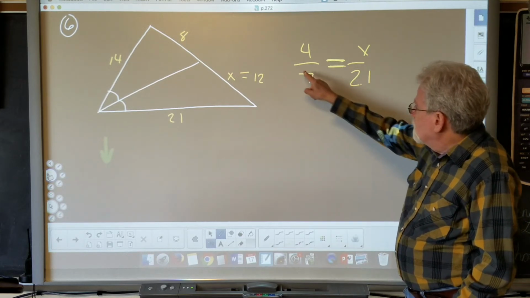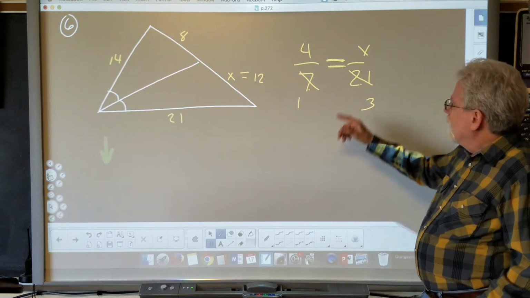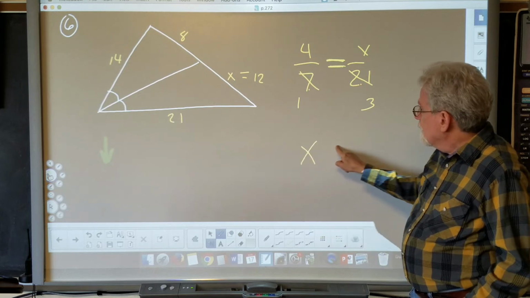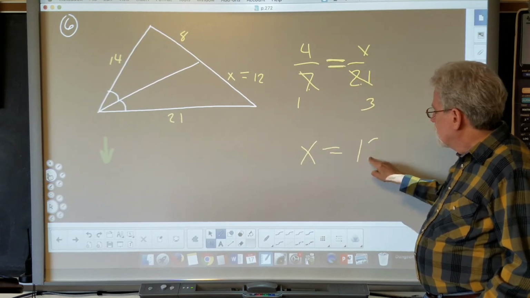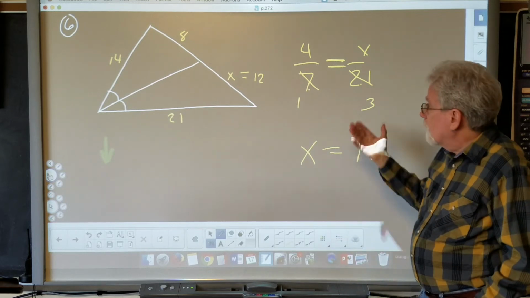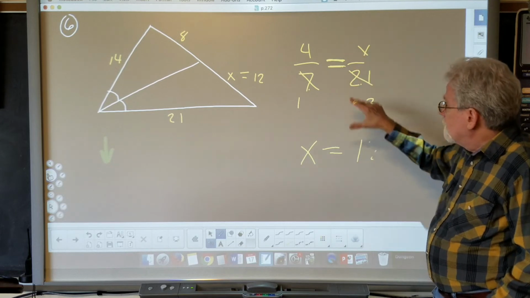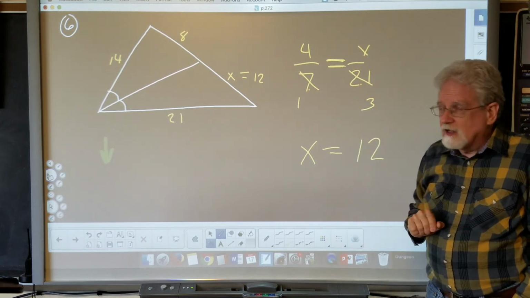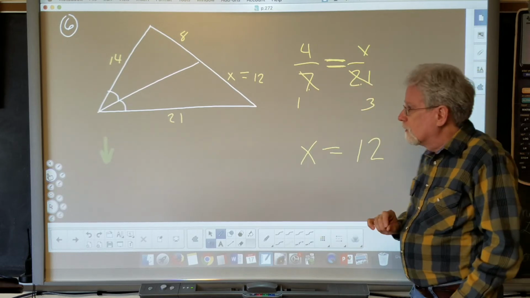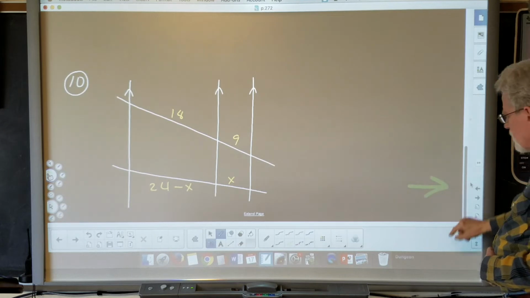7 and 21 can be reduced to 1 and 3. And then cross multiply, x times 1 equals 3 times 4. Sometimes that little trick can save you a lot of work. In this case, it didn't make much difference. The fourth grade method was just fine. But sometimes canceling this way in a proportion can save you some work. Moving on, number 10, more of the same.